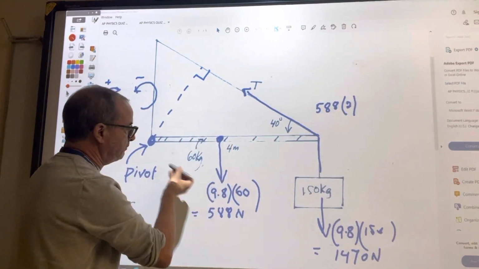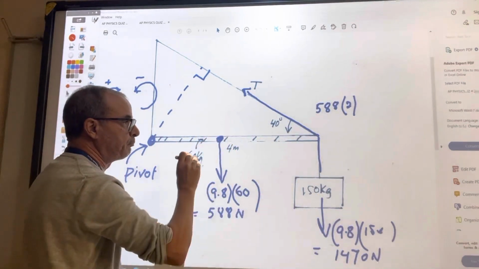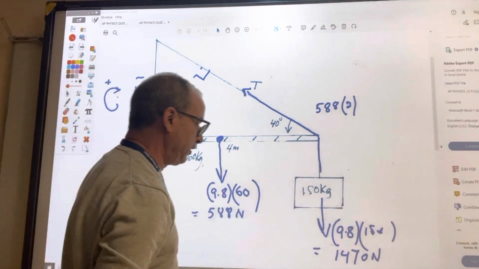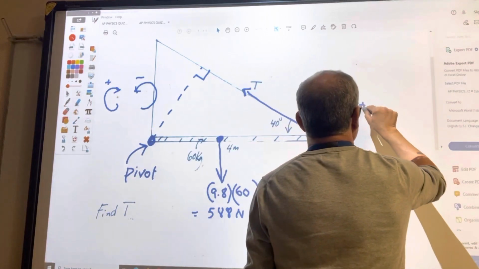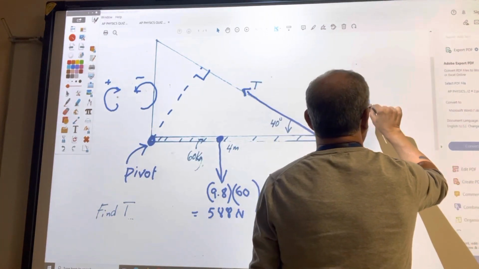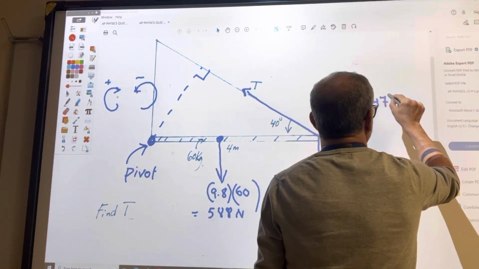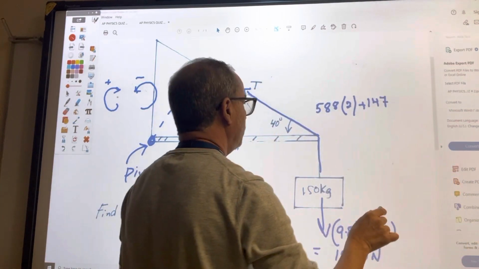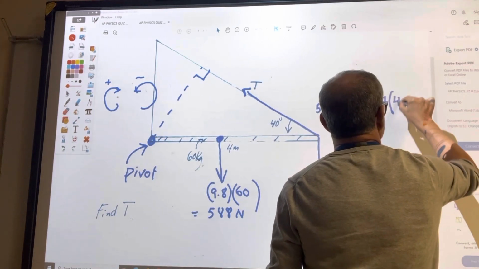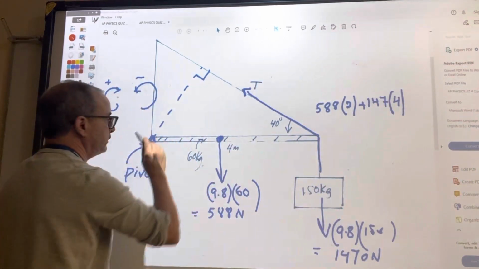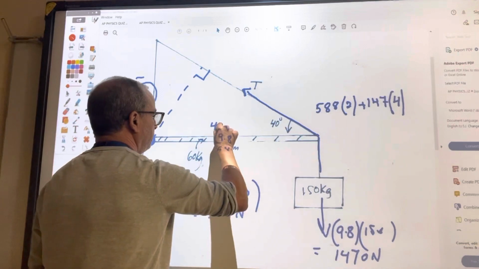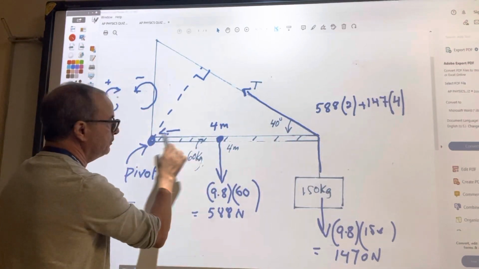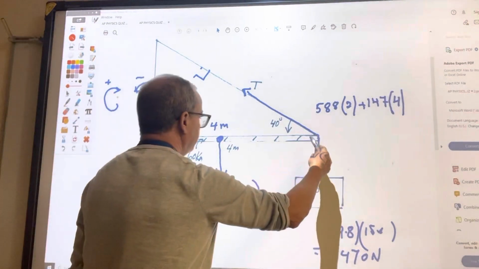And we say that clockwise is positive. That's why we're not putting negative, because we're saying that clockwise is positive. Now the other one, plus, because it's also clockwise, 1470 multiplied by what? 2. Or no, 4. Times 4, because it has the whole distance. From here to here is 4 meters. So this one is a half, so you only go times 2, but this one is times 4.